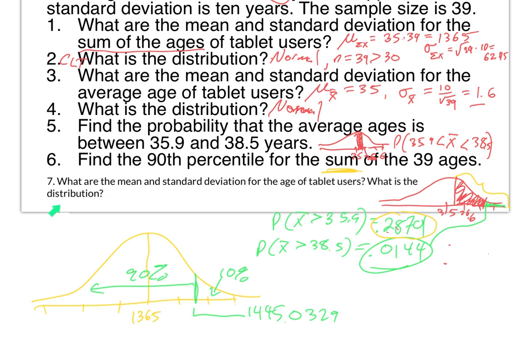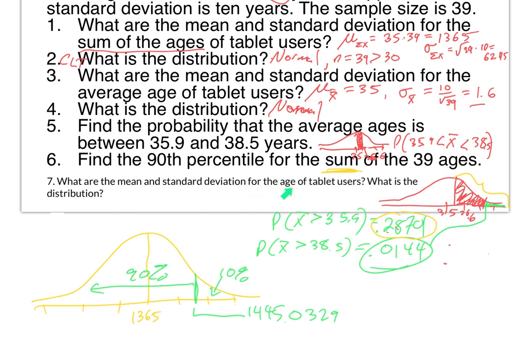And then lastly, as part of our intro, number 7, what are the mean and standard deviation of the age of tablet users? Well, the mean was 35 and the standard deviation was 10. What is the distribution? We don't know. All of these up here are for a reason, to get us used to reading the language. What are the mean and standard deviation of the sums? Of the average age? Of the age? Just the age is that parent population with an average of 35 and a standard deviation of 10.